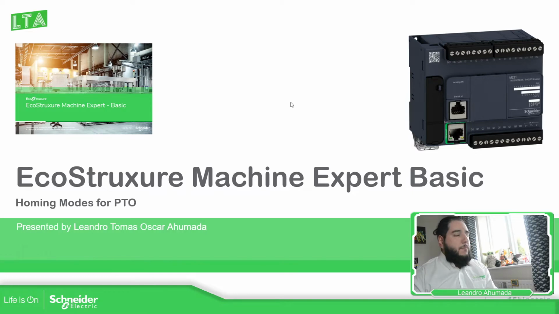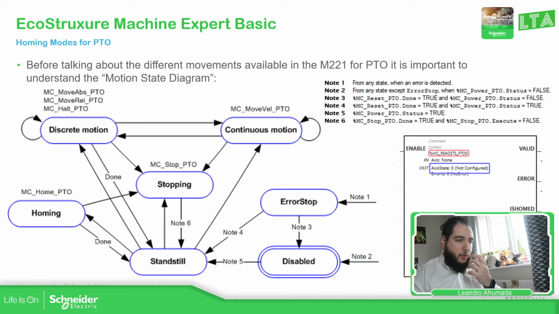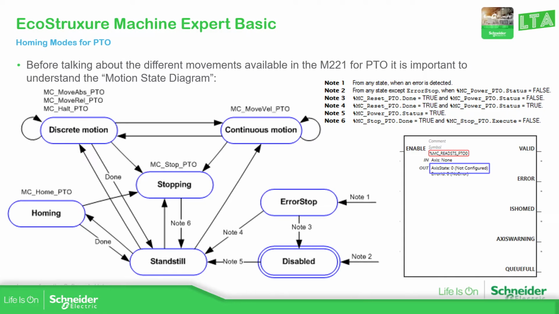So before starting with the different movements that we have in the software, it is important to know this, which is the motion state diagram. That basically gives us an idea of the different states that we have using the function blocks in order to navigate between the different states. So let's take a look at this.